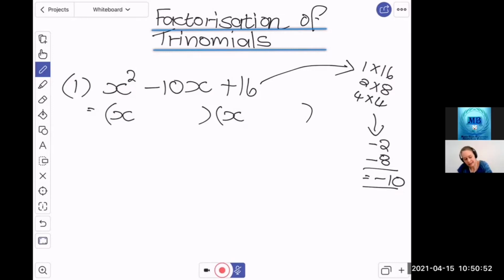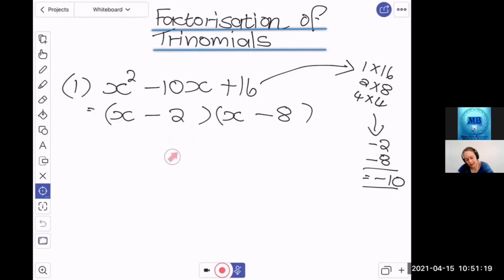And that means that inside of each of the brackets, we will put in one negative 2 and in the other one negative 8. And there we've done our factorization. So we can see now that if we multiply the first two terms in each bracket, we will get to the first term of the original expression, x squared. If we multiply the inside two terms, we will get negative 2x.